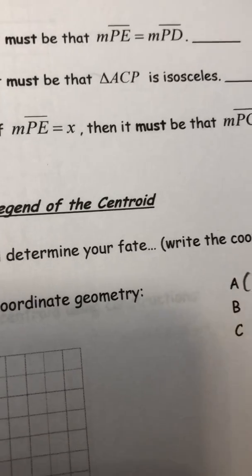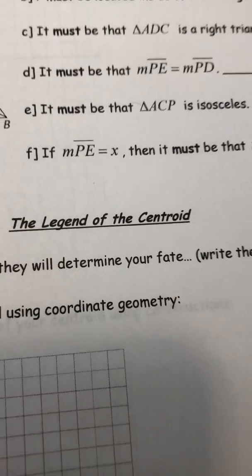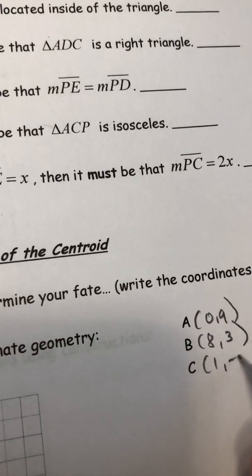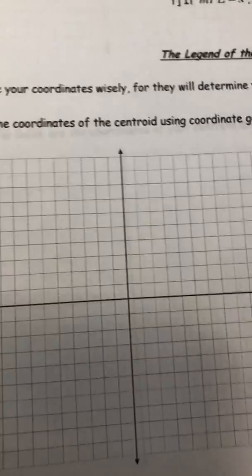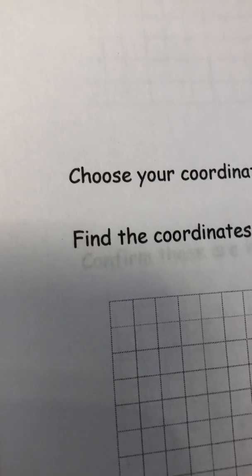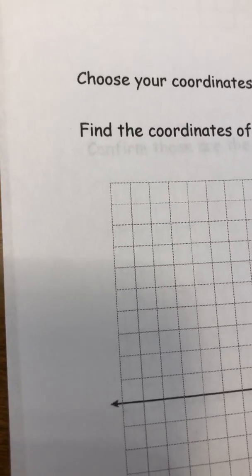A (0, 9), B (8, 3), and C (1, negative 3). Okay? I'm going to plot the points on my graph. You all know how to do that. I'm going to do that now, and then I'm going to show it to you in a second. A is (0, 9). B is (8, 3). And C is (1, negative 3).